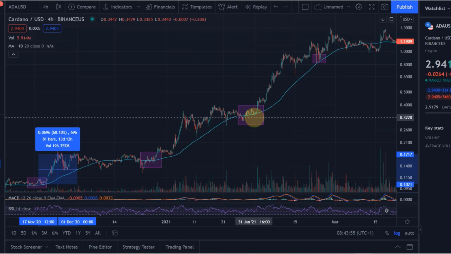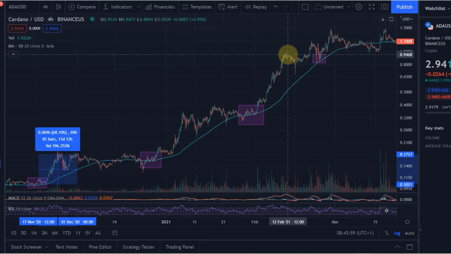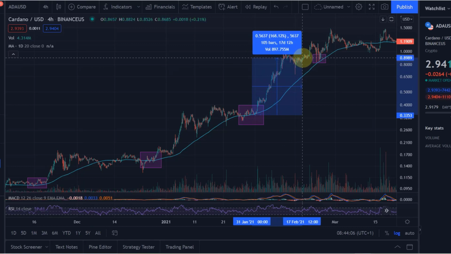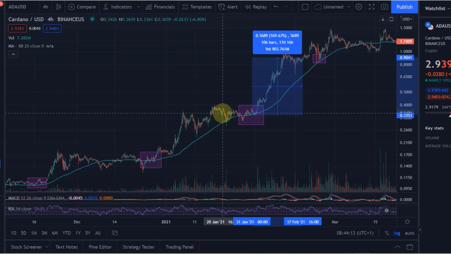Even here, enter that point here, go all the way up here, then you can see we're not making a new higher high, so you could have exited here. When you don't see that second high really going higher, again 170% profit. So that is no rocket science.